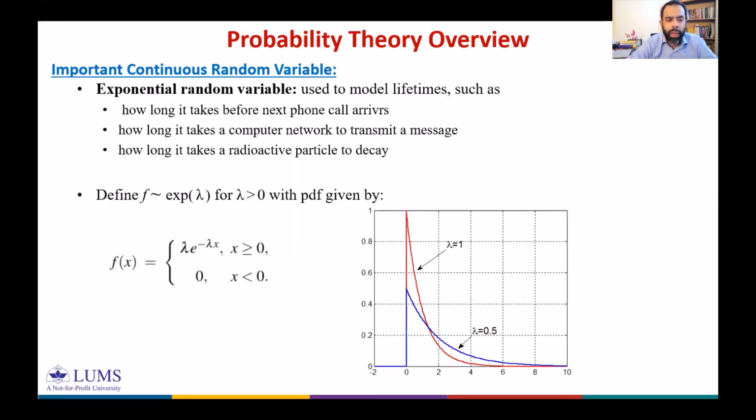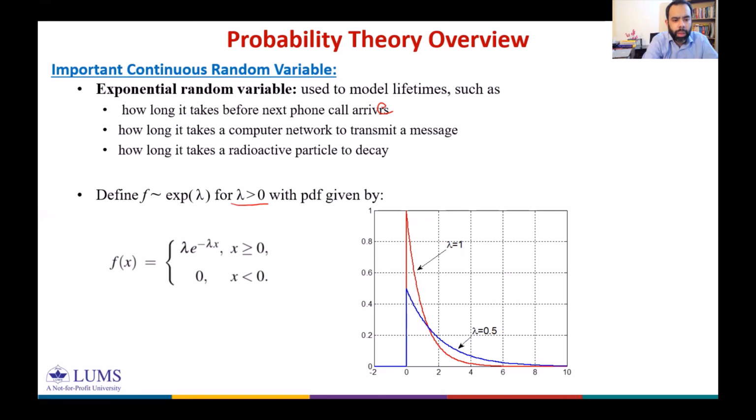So another important random variable is the exponential random variable, which we use to model lifetimes. For example, how long it takes before the next phone call arrives, how long it takes a computer network to transmit a message, how long it takes a radioactive particle to decay, and so on and so forth. So we use a single parameter lambda to characterize the PDF. We define the PDF for lambda greater than or equal to 0.